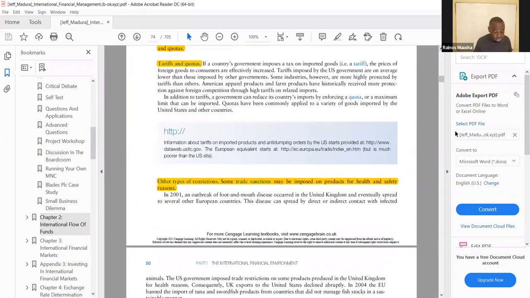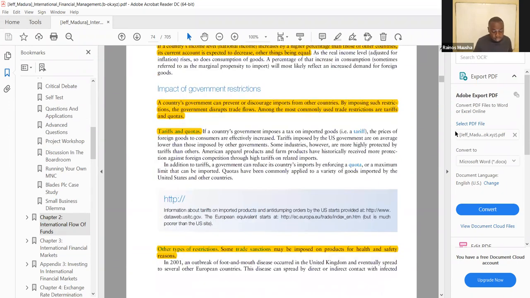So is there any question when it comes to the impact of government restrictions? Any questions?